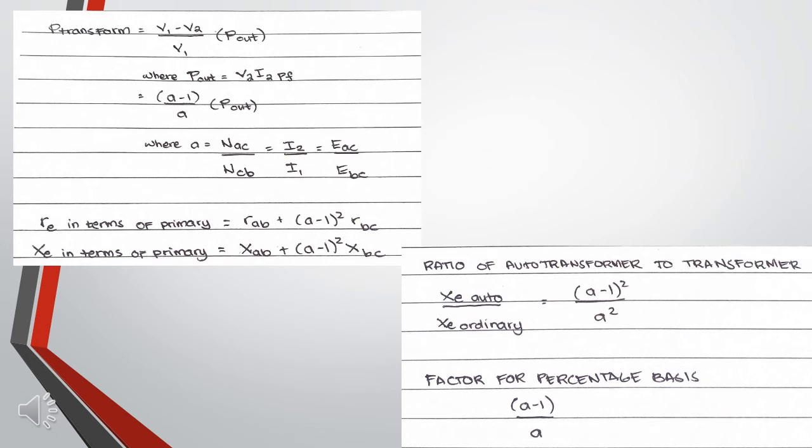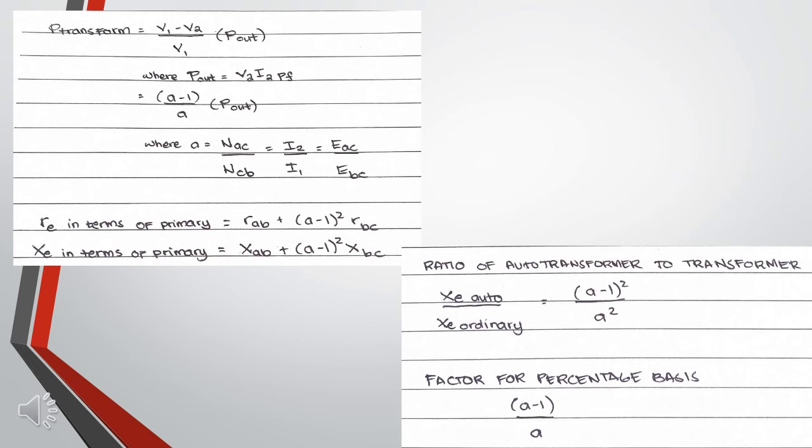So next is the equivalent resistance in terms of the primary. So RE is equal to the resistance from the winding AB plus the quantity A minus 1 squared times the resistance from winding BC. Next, yung reactance. Reactance in terms of the primary, which is equivalent to the reactance from the AB winding plus the quantity A minus 1 squared times the reactance from the BC winding. So, parang instead, nagkaroon lang siya nung ratio from the AB winding and the BC winding, which is equivalent sa A minus 1.